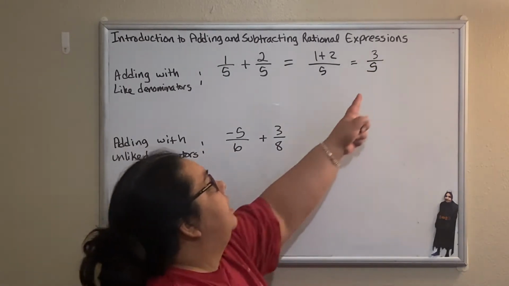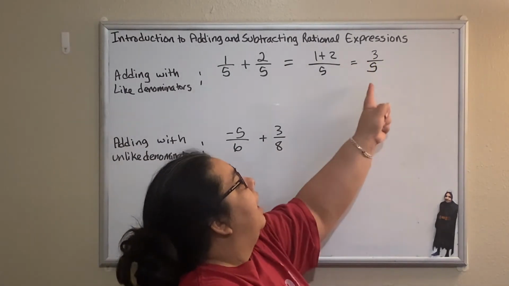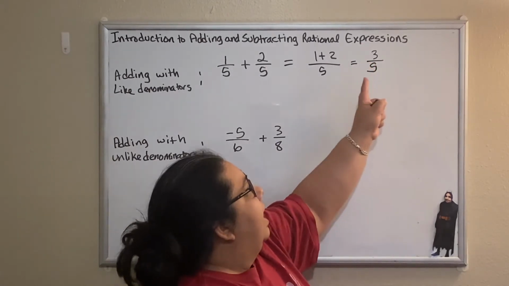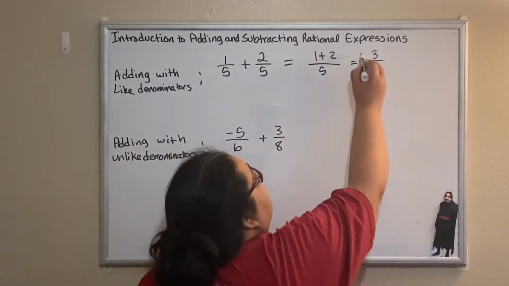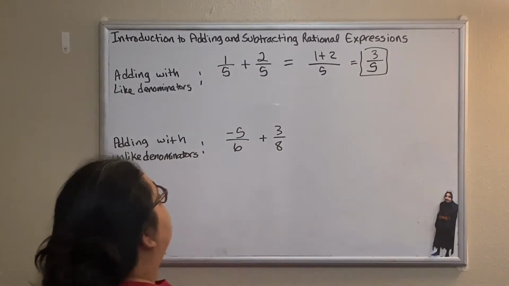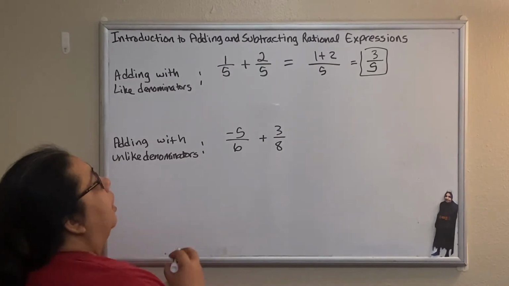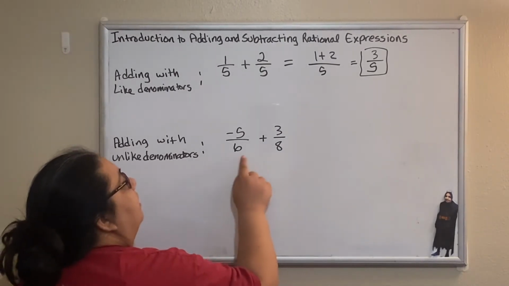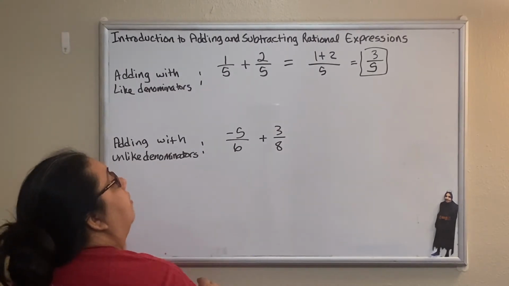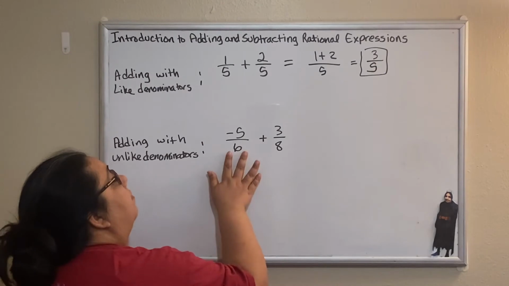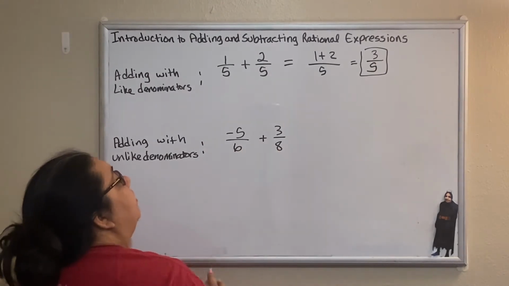Now, once you have your answer, you check, can I reduce? Yes or no? And it looks like we cannot reduce, so this would be our final solution. Okay. In the next example, we have unlike denominators. We have to find common denominators. I need to find the lowest common denominator. To do that, we find the least common multiple between the denominator 6 and the denominator 8.